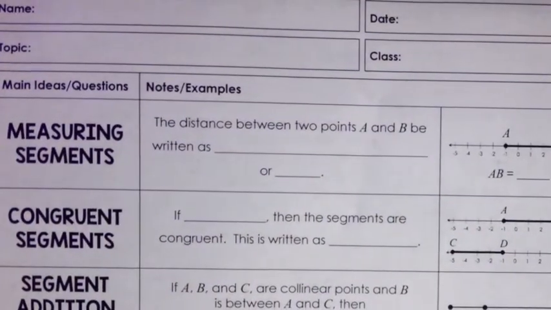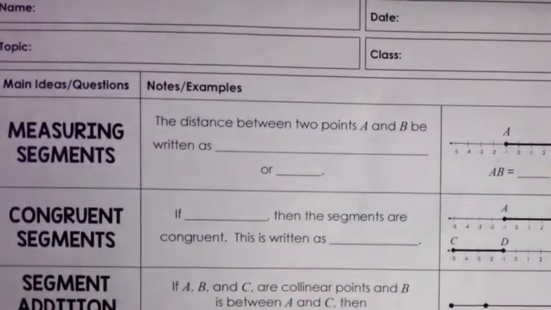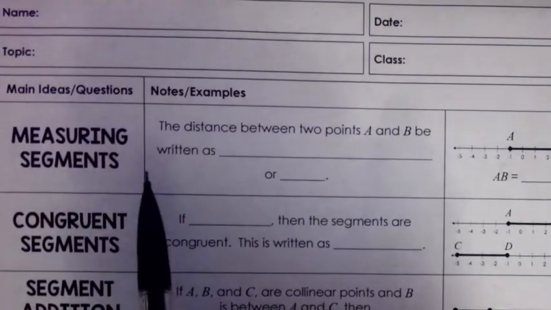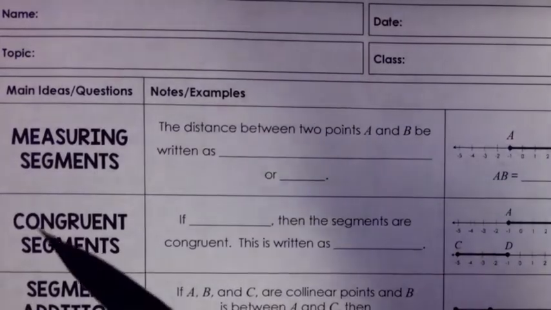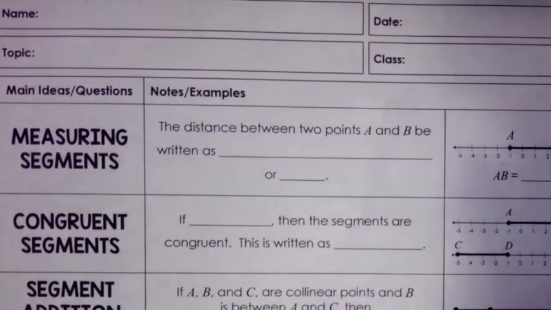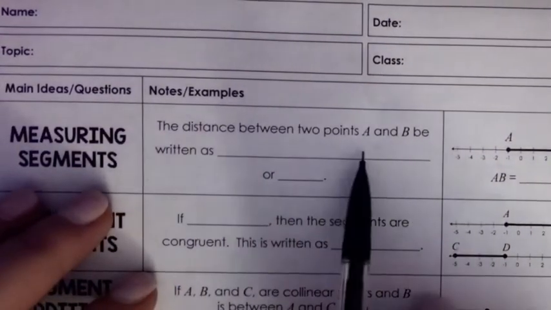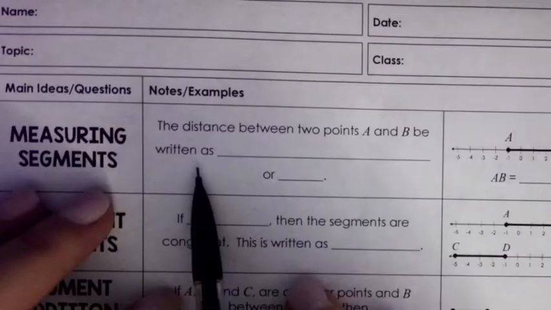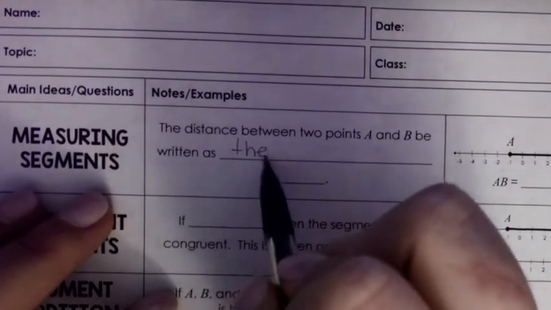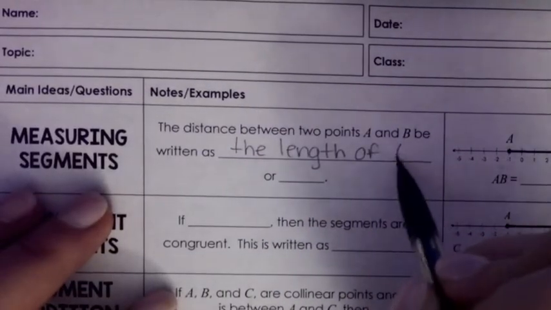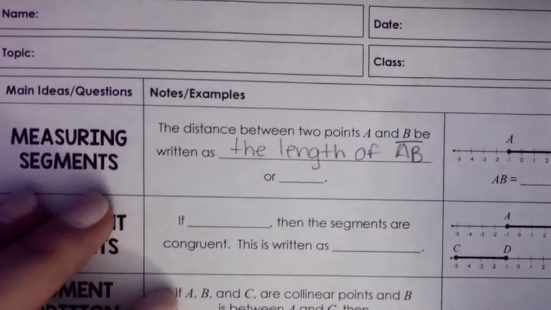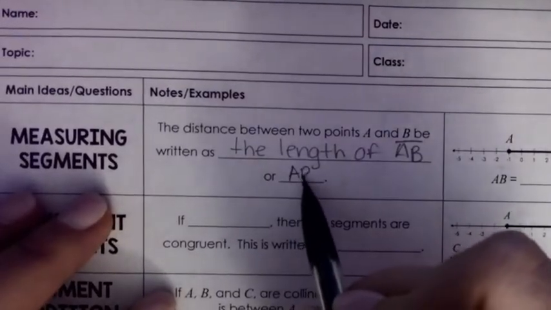So we're going to talk about segments today and specifically measuring segments. So yesterday we learned that a segment is a part of a line. So determining how long that segment is, we're going to have to do some counting. So the distance between 2 points A and B can be written as the length of AB. Or we can just say AB.